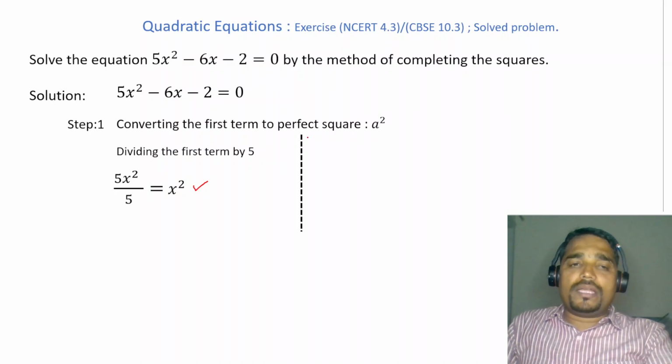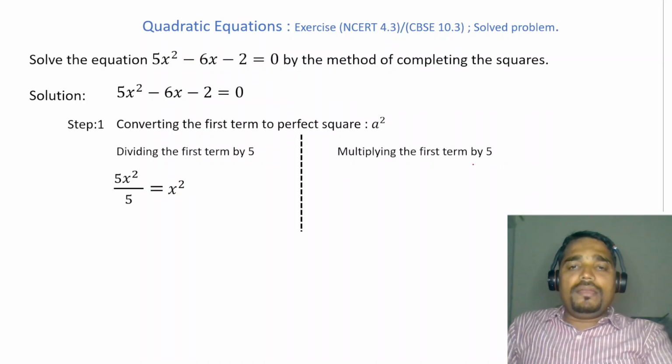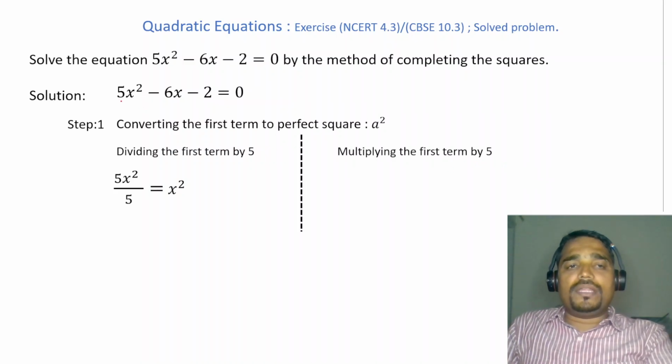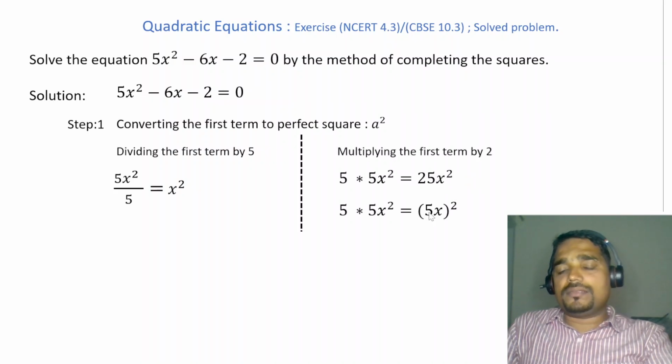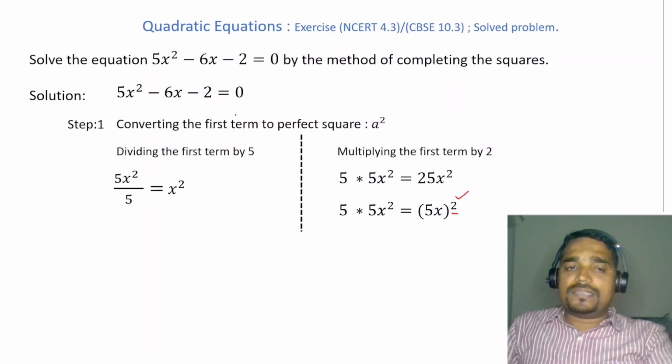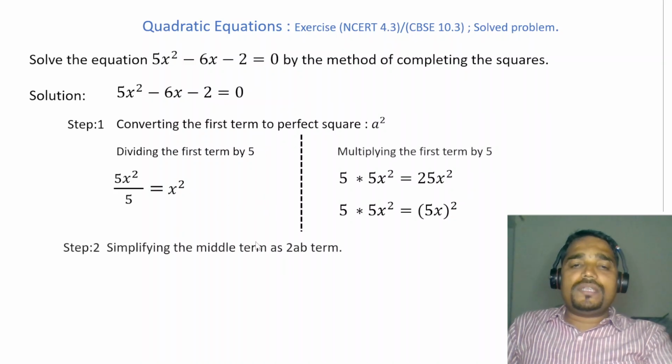Or it could as well be done by multiplying the first term by 5, wherein 5 times 5x square would be equal to 25x square, and 25x square can also be defined as 5x whole square. That is, because there is a whole square term, it is a perfect square, which completes step number 1. Step number 2 is to represent the middle term as the 2ab term.